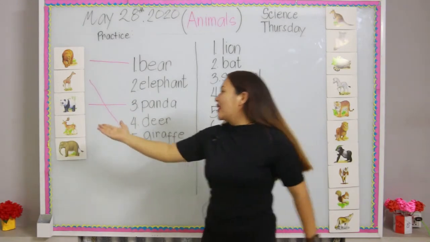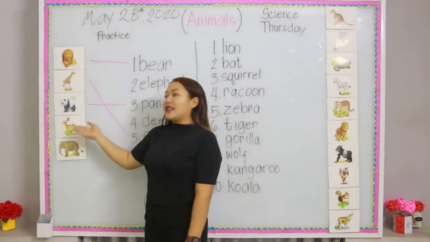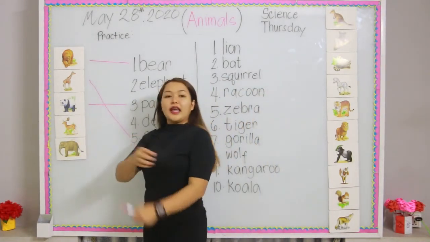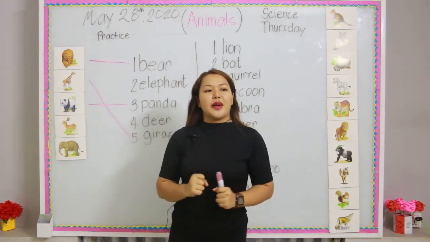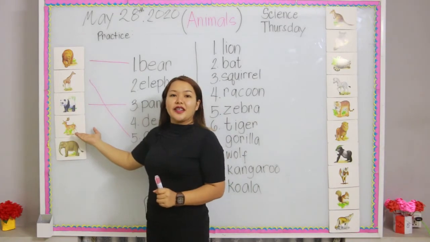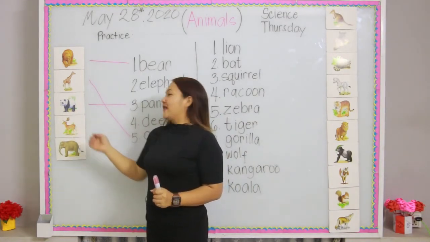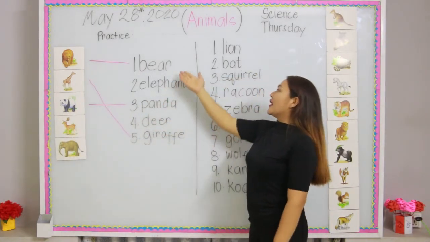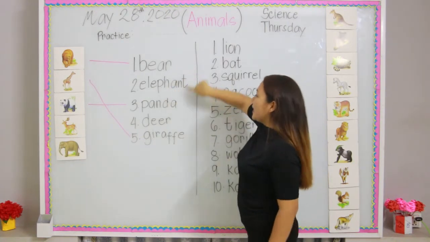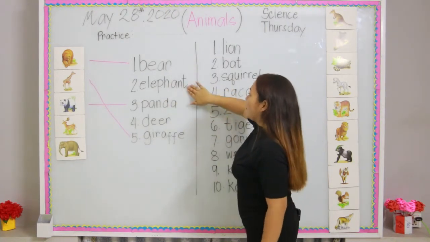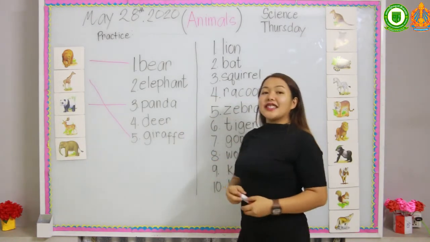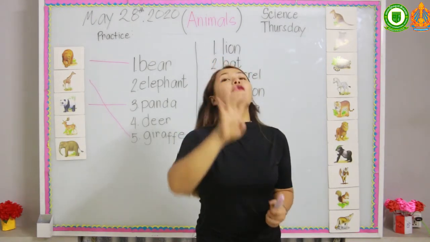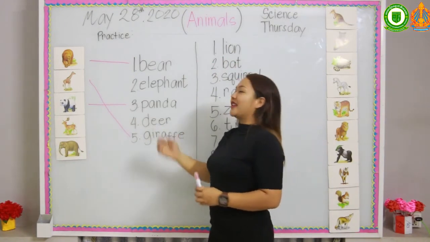Alright, next, look, this is a deer. Deer. They're very fast when it comes to running as well. Okay, deer. So I'll read the options: bear, elephant, panda, deer, and giraffe. The answer is number 4, deer.